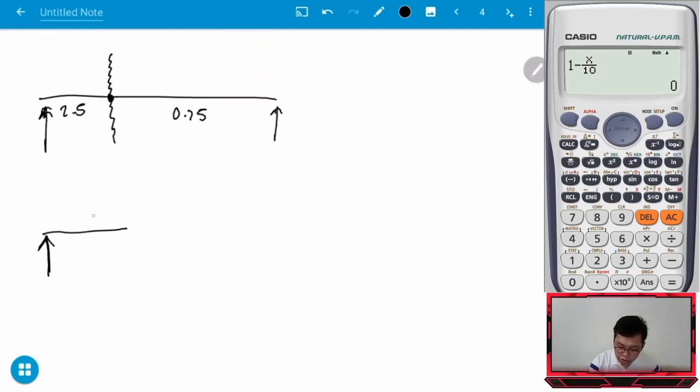First, I'll try to check na. Ilalagay ko muna dito yung load na 1.0. Oh, by the way, burahin ko muna to. Ay, tama. Okay lang pala. 0.75.